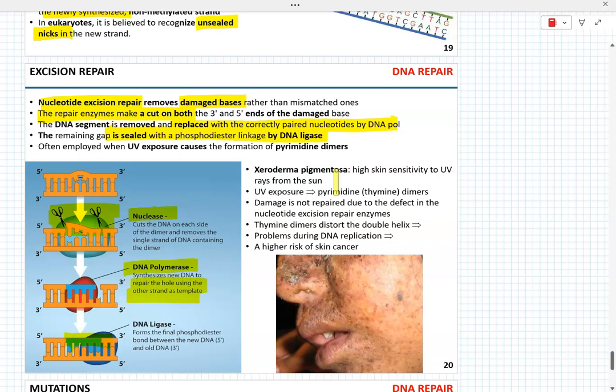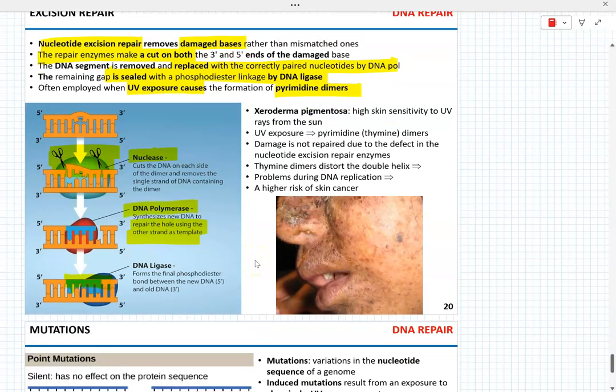This method is often used when exposure to UV light results in the formation of so-called pyrimidine or thymine dimers. An example in which this repair mechanism is defective is the condition known as xeroderma pigmentosa, sensitivity of the skin to the UV rays. Exposure to UV light results in the formation of pyrimidine or thymine dimers, and this damage is not repaired because nucleotide excision repair enzymes are defective. These thymine dimers distort the double helix, and that may lead to problems during DNA replication, putting those people at greater risk of skin cancer.